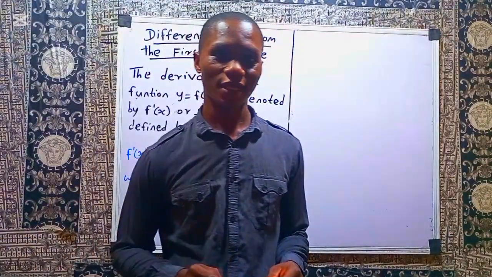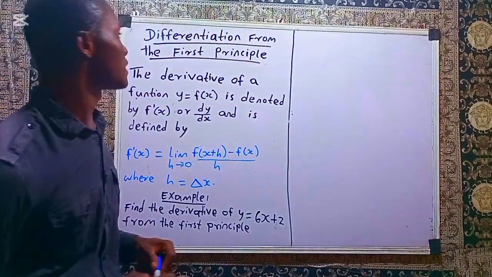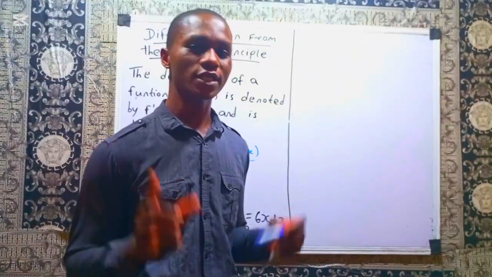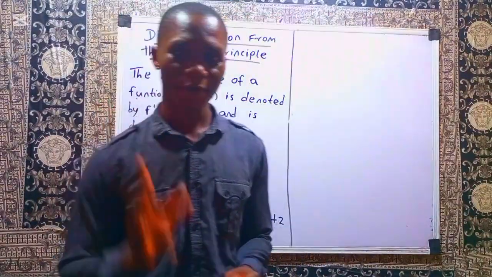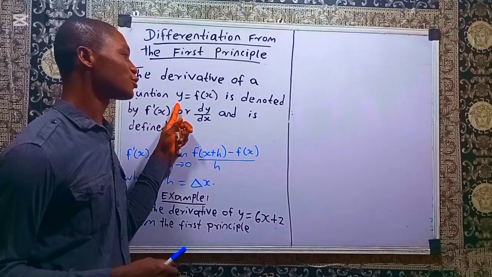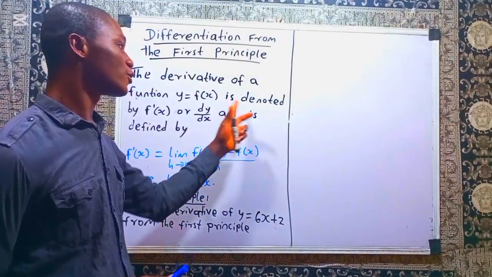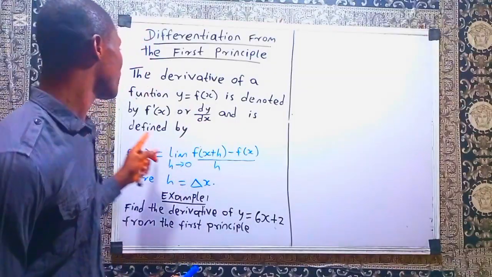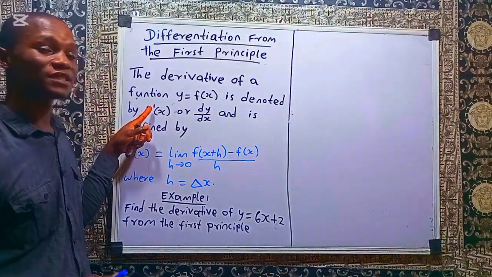This is mathematics class, and today we'll be treating this topic, differentiation from the first principle. So in this class I will show you how to find the derivative of a function from the first principle. Now to start the class, assuming that you have a function y equals f of x. Now we denote the first derivative of this function by f prime of x. So this prime is showing first derivative.